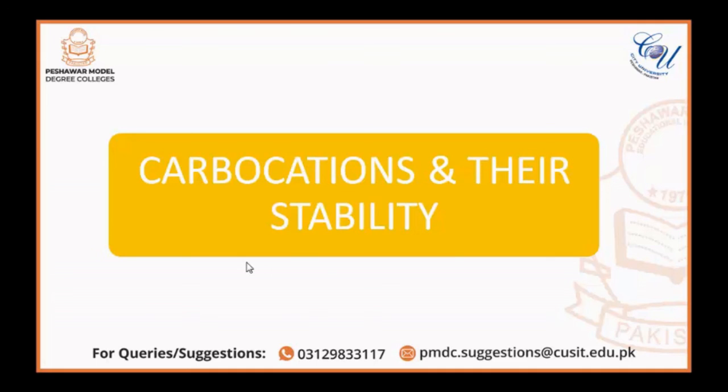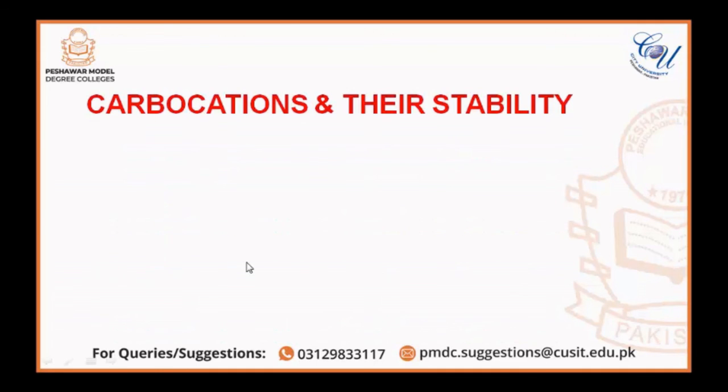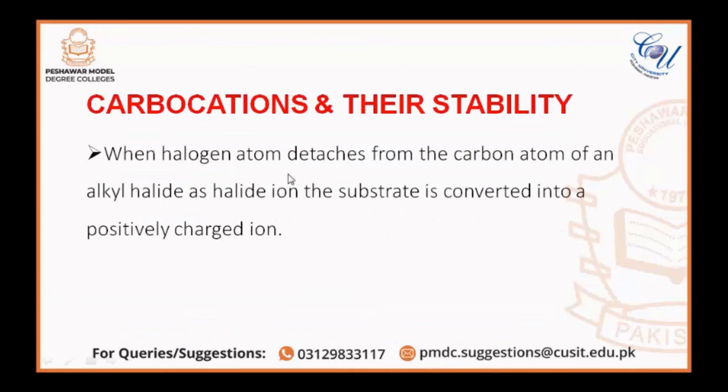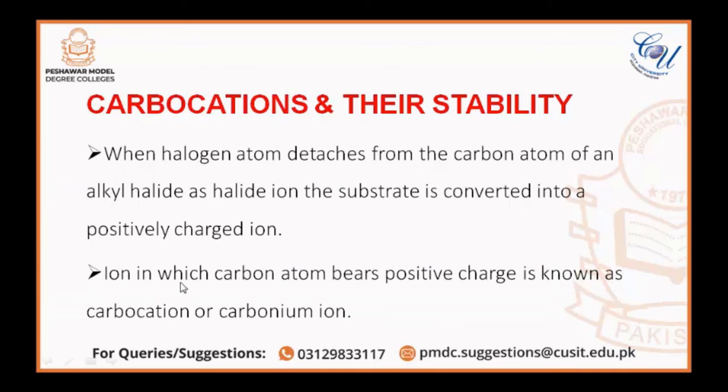Carbocations and their stability. When a halogen atom detaches from the carbon atom of an alkyl halide as a halide ion, the substrate is converted into a positively charged ion. An ion in which a carbon atom bears a positive charge is known as a carbocation, or we call it a carbonium ion.